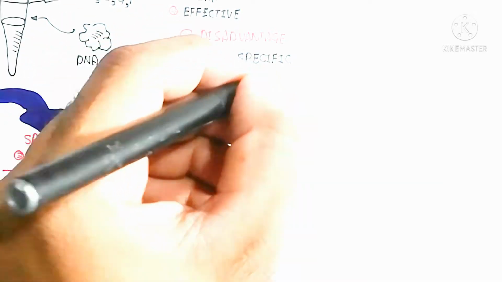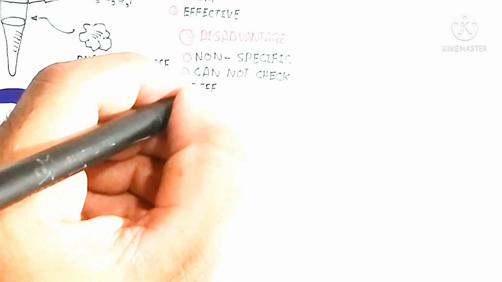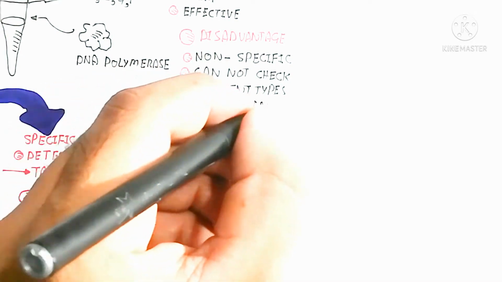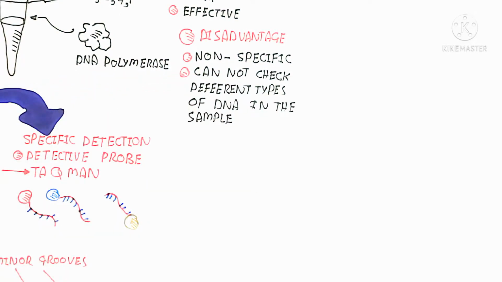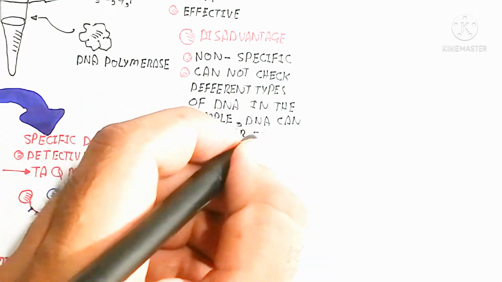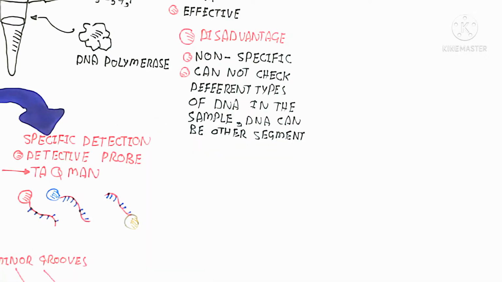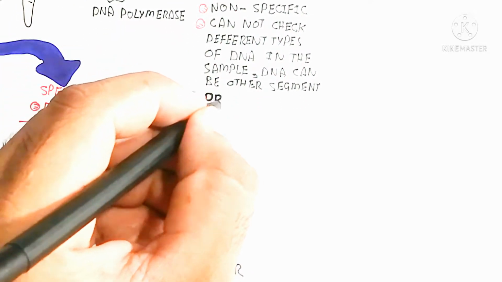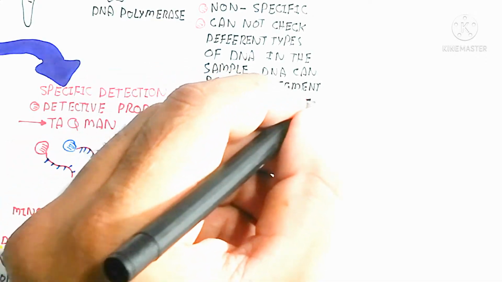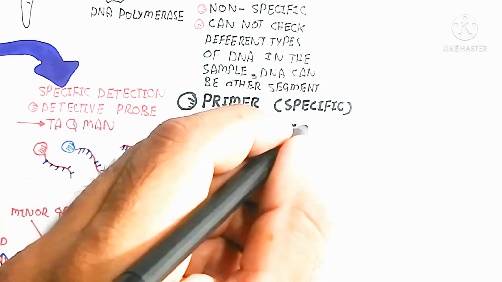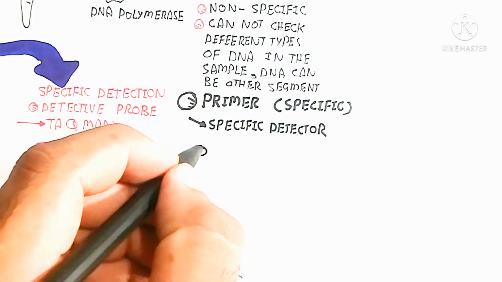For example, the polymerase chain reaction is used for it. It has advantages and disadvantages. The advantages are that it is easy to handle, sensitive, cheap and effective. But the disadvantage is that it is non-specific and cannot check different types of DNA in the sample. Why? Because it is non-specific, we can't check the different DNA segments. DNA can be other segments, so that means it is difficult. That is why we use specific detection in the same cycle for the specific DNA.